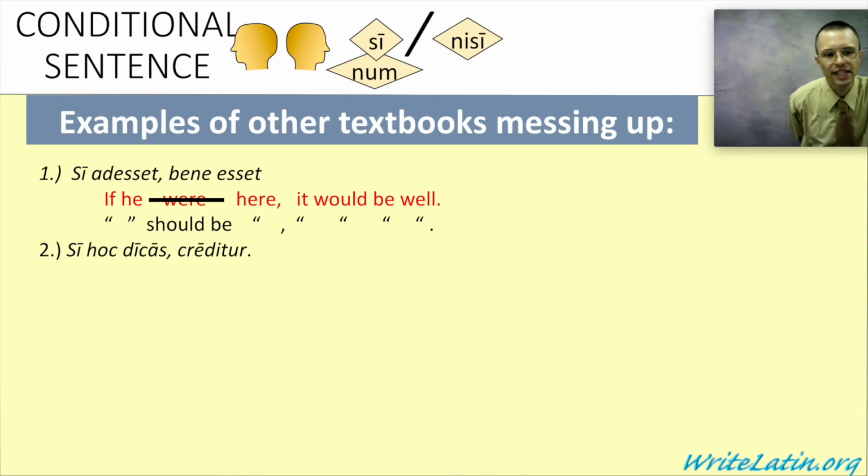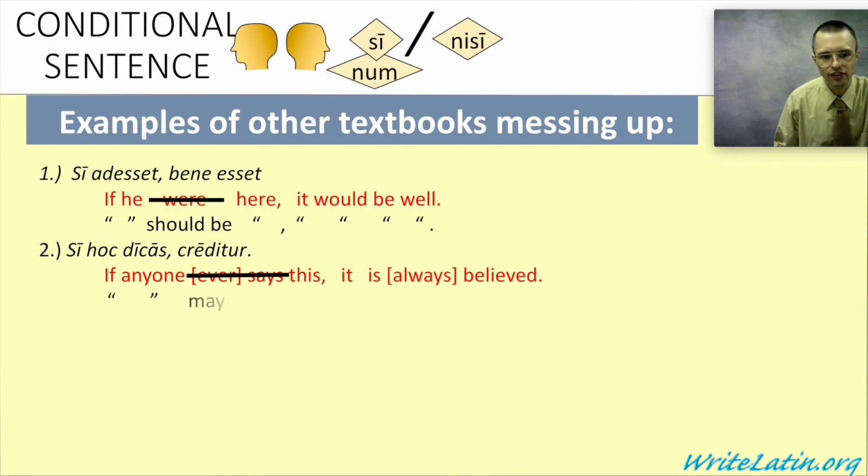"If hoc dicas creditur," they'll say, "if anyone ever says this, it is always believed." Well, why do you need to slip in ever and always? If you just said it like a should be, it would work. If anyone may say this, he is believed. See how this is conveying a principle in theory? Okay, now then you don't need ever and always.